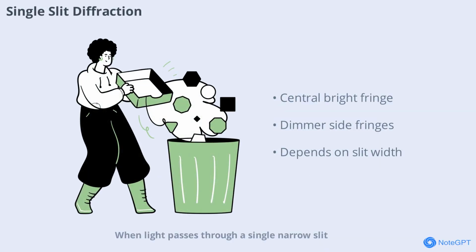When light passes through a single narrow slit, it spreads out and forms a diffraction pattern on a screen. This pattern consists of a central bright fringe and several dimmer fringes on either side. The width of the central fringe depends on the wavelength of the light and the width of the slit. Single-slit diffraction is another clear demonstration of the wave nature of light.